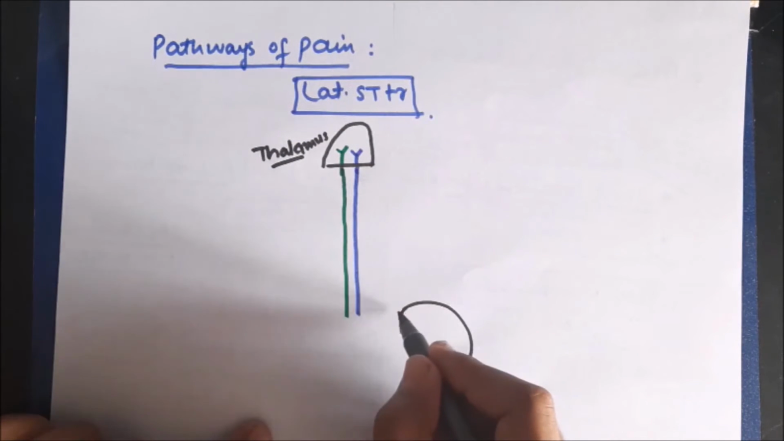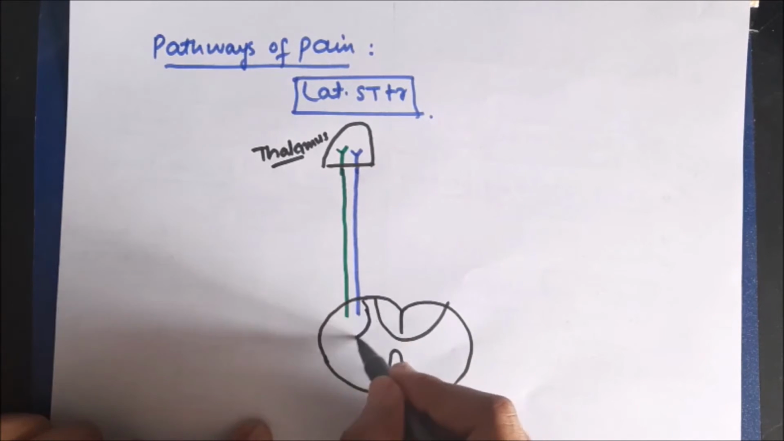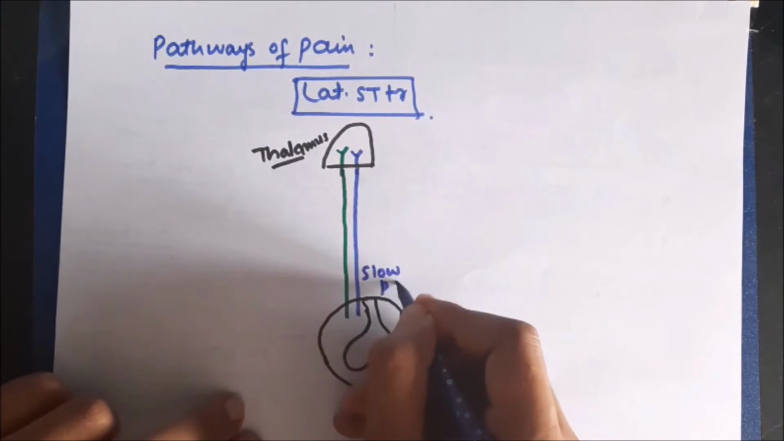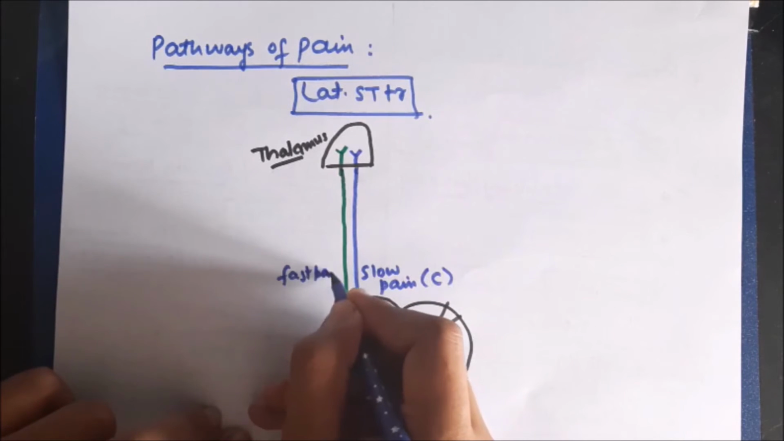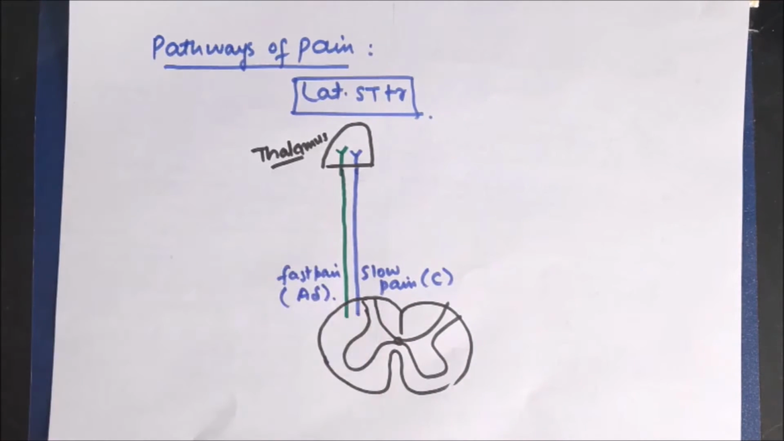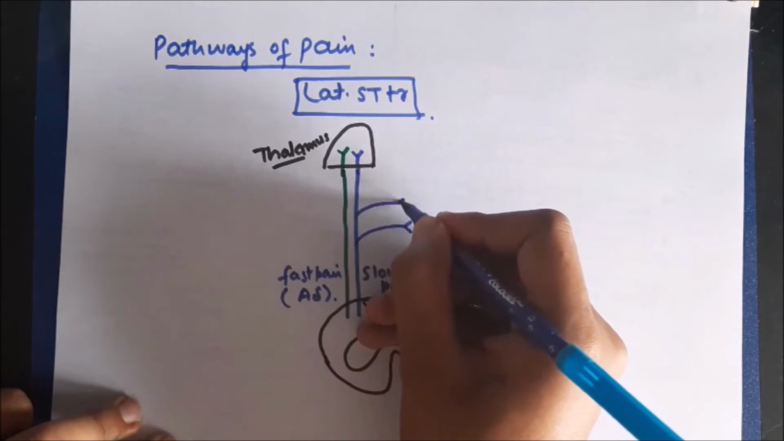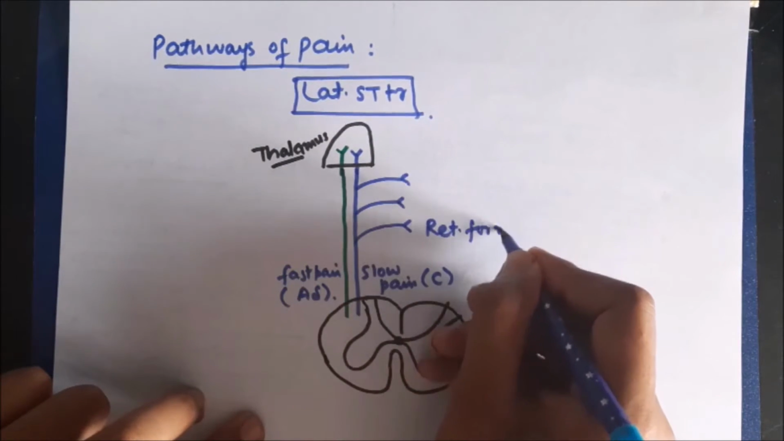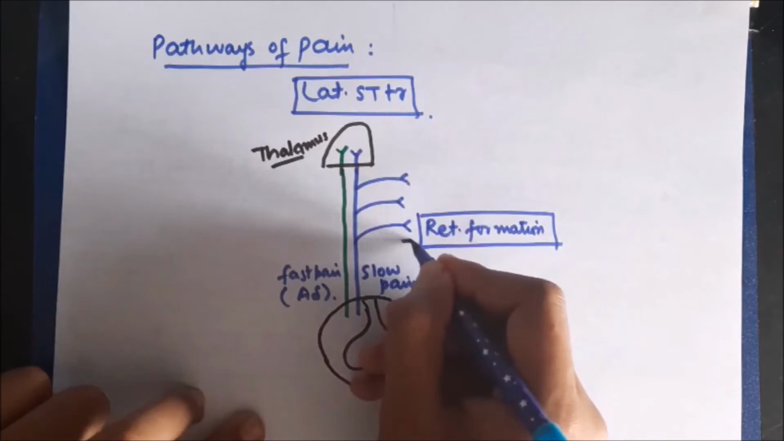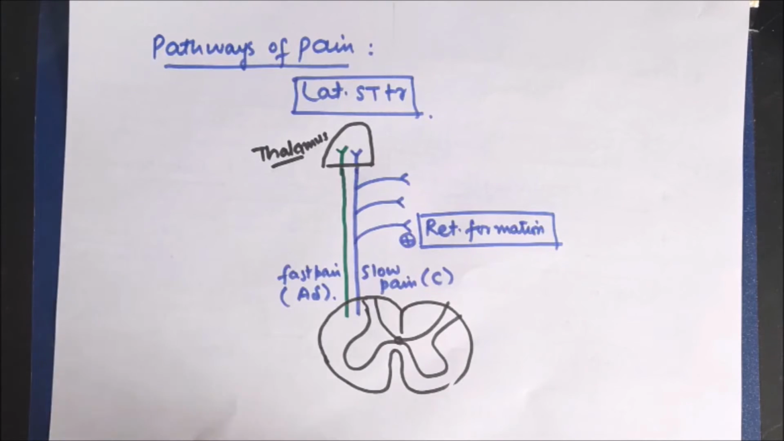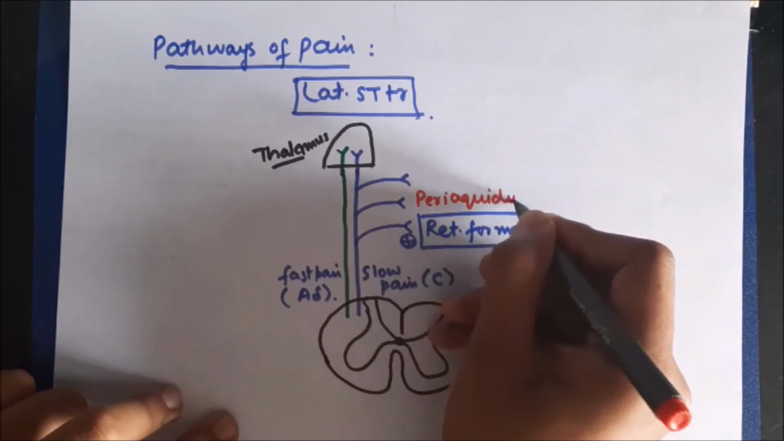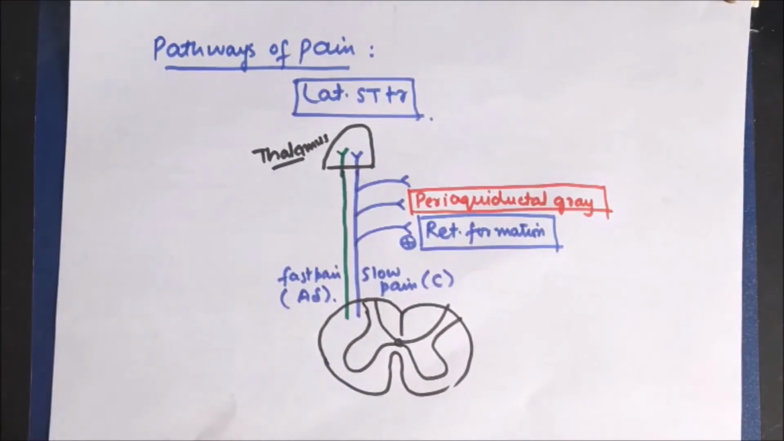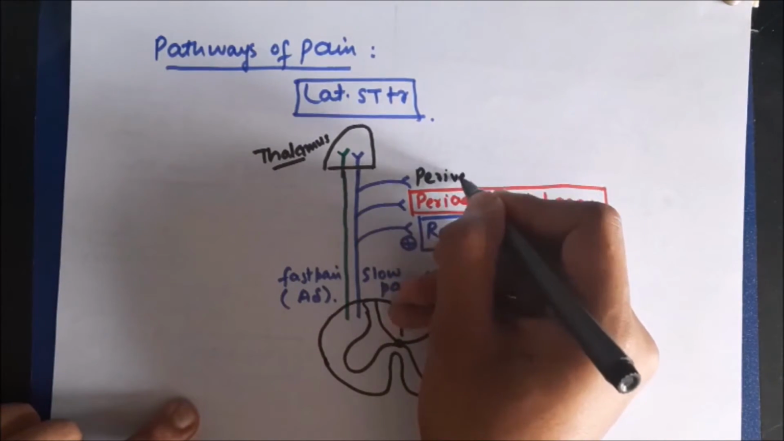So this here is the spinal cord, a section of the spinal cord. This is the gray matter of the spinal cord, and these are the second order neurons for the pain pathway carried by the lateral spinothalamic tract. The blue fibers are the C type of fibers for slow pain, and green fibers are A delta type of fibers for fast pain. Now the fibers for slow pain, in the pathway, give various collaterals. One of the collaterals synapses with the reticular formation of the brainstem and stimulates it. Some collaterals cause stimulation of the periaqueductal gray, which is part of the gray matter around the cerebral aqueduct, and some of the collaterals also cause stimulation of the periventricular nucleus of the hypothalamus.